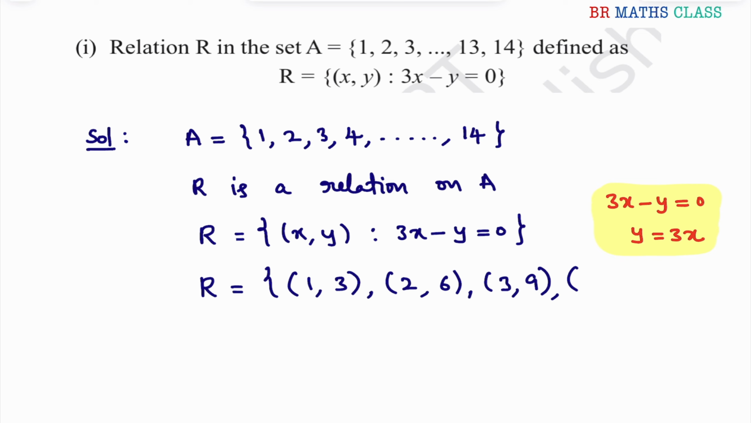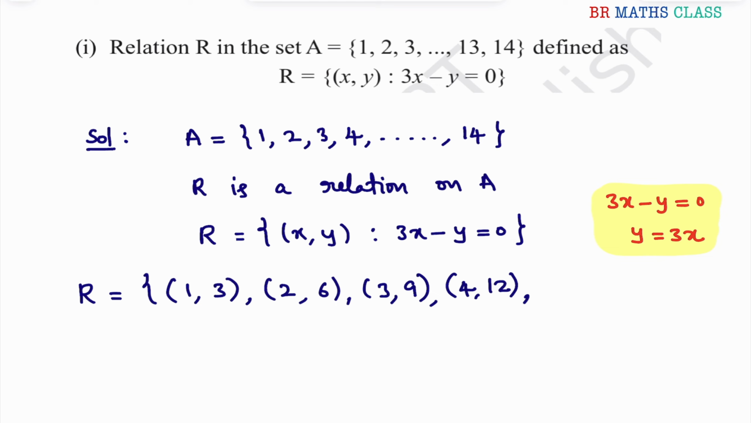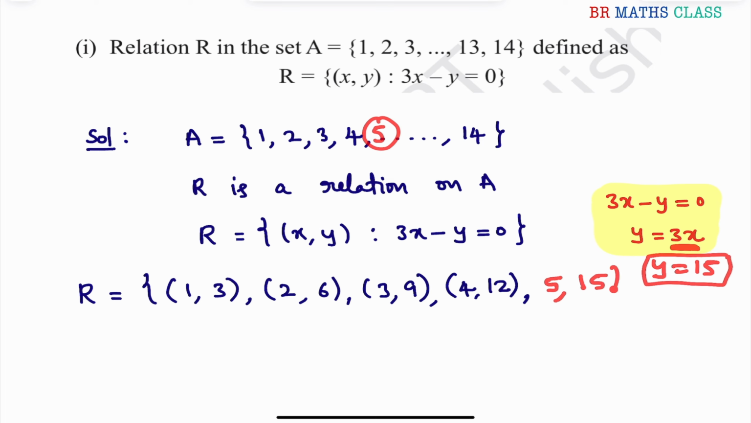Similarly, you take x is 4. Put x is 4 in this. 3 into 4 is 12. y is 12. So this is (4, 12). After 4, you take x is 5. 5 is there here. When I substitute x is 5 in this, what will I get? y is 3 into 5, 15. So this ordered pair is (5, 15).